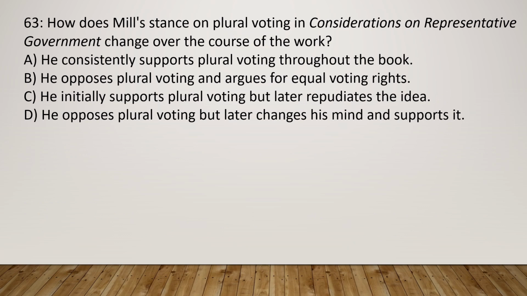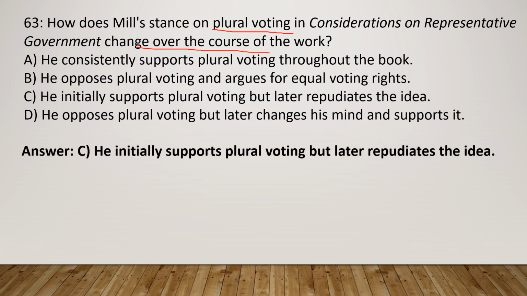How does Mill's stance on plural voting in Considerations on Representative Government change over the course of the work? He initially supports plural voting but later repudiates the idea.